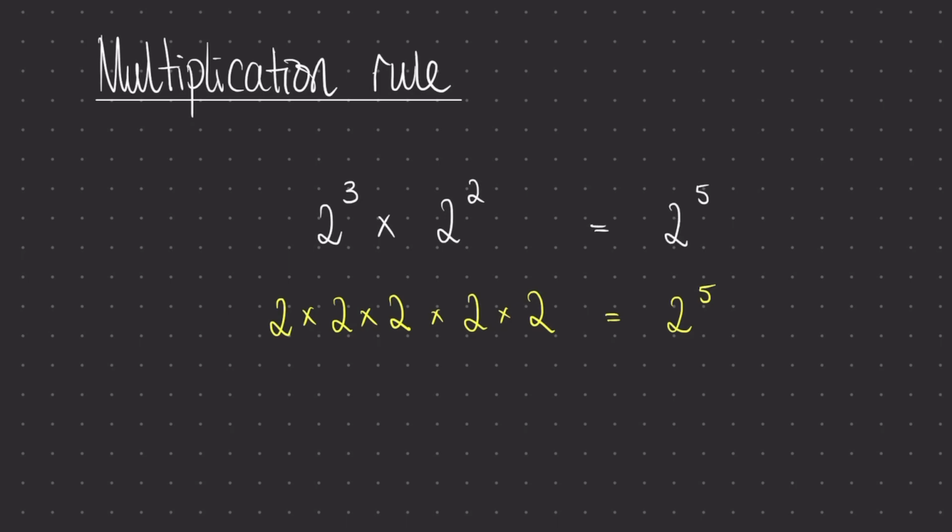Remember, this is only when the base number is the same. For example, if I had 3 to the power of 3 and 2 to the power of 2, I would not be able to combine those. Because we have 2 as the base number, the multiplication rule is valid.